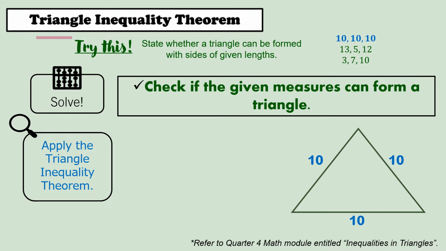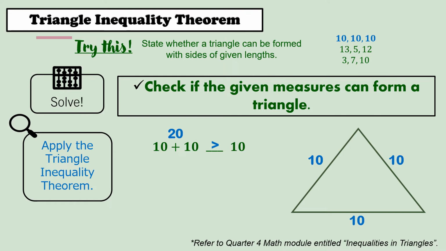First, we compare the sum of the measures of two sides to the measure of the third side. For our first comparison, we get first the sum of the two sides, which is 20, and compare it to the measure of the third side, which is 10. We know that 20 is greater than 10. Thus, our first grouping satisfies the triangle inequality theorem.